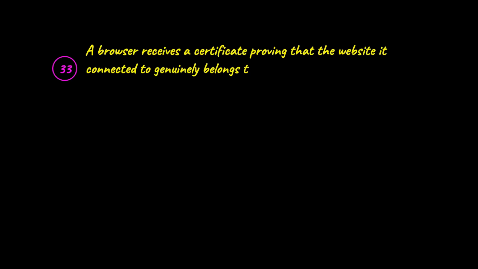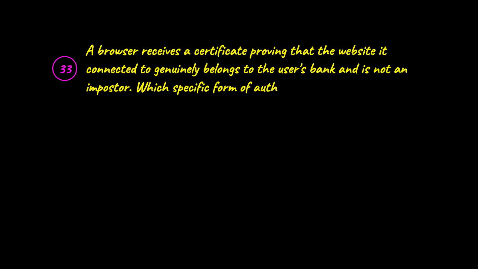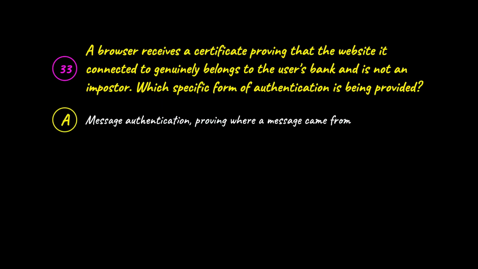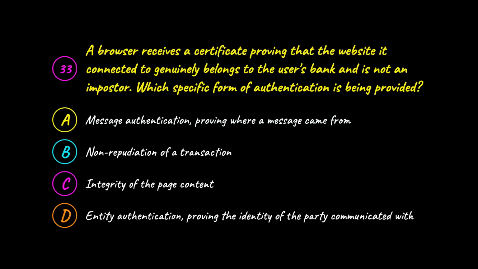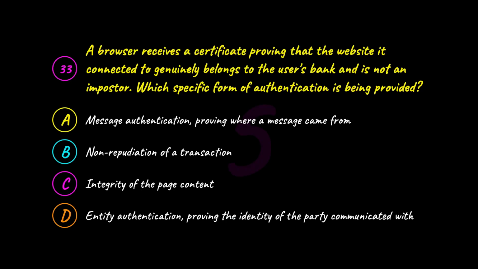Question 33. A browser receives a certificate proving that the website it connected to genuinely belongs to the user's bank and is not an imposter. Which specific form of authentication is being provided? Your options are A. Message authentication, proving where a message came from. B. Non-repudiation of a transaction. C. Integrity of the page content. D. Entity authentication, proving the identity of the party communicated with. Which one is it? Pause the video if you need more time.